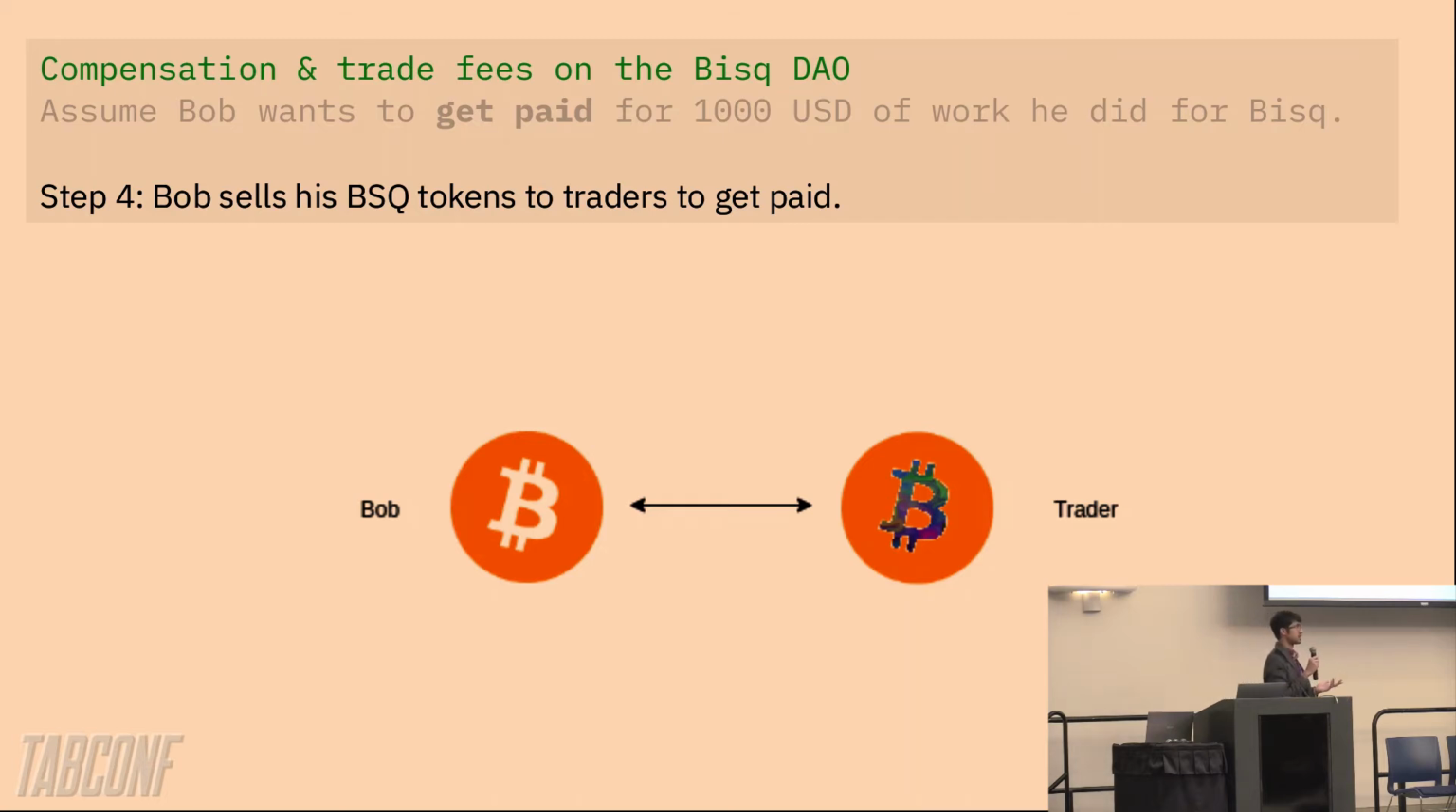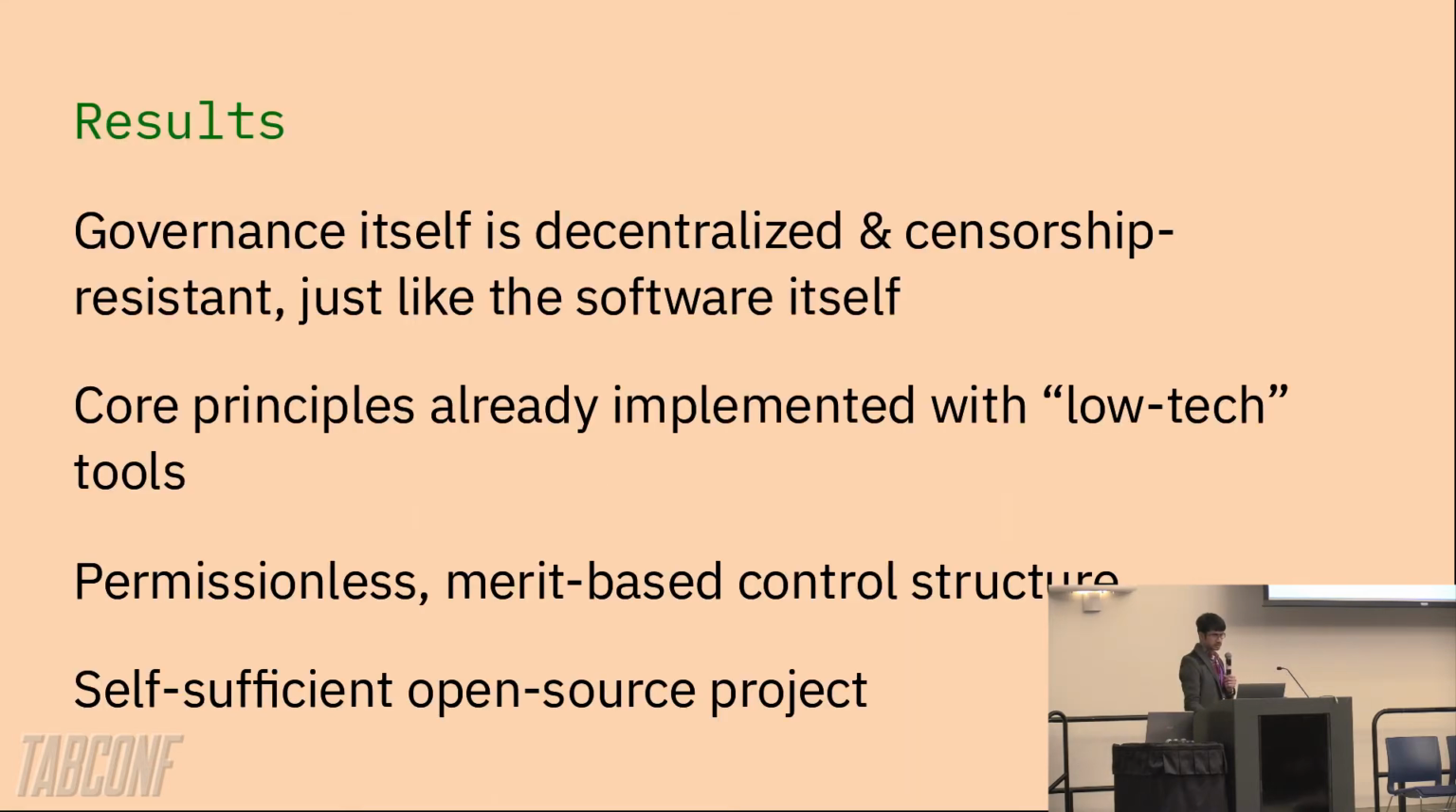And there are no financial accounts. There was no wallet owned by anybody, no financial bank account where the funds were routed to and then distributed afterward. So yeah, that's the result. We have governance that is itself decentralized and censorship resistant, just like the software itself.